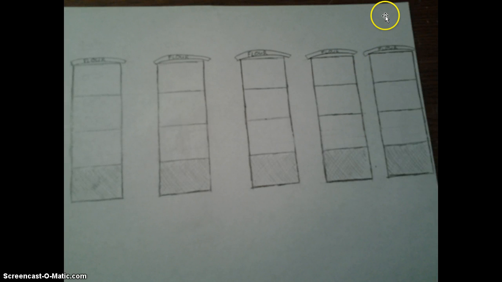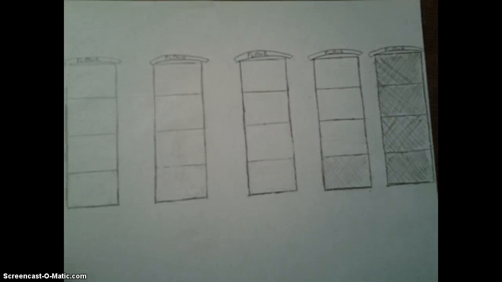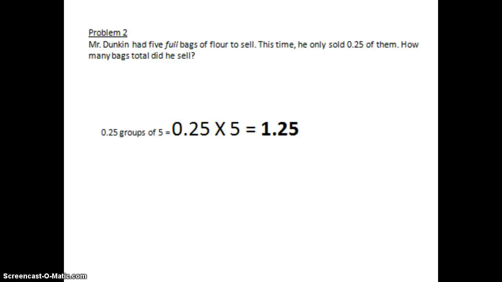So we can add these different bags with only 0.25 of each of them together. Let's put these two together to start with. That will equal 0.50. Now if we add two more, we will get to one whole with just 0.25 left over. So we can see that 0.25 groups of 5 is 1.25. Our number sentence for 0.25 groups of 5 would be 0.25 times 5 equals 1.25.